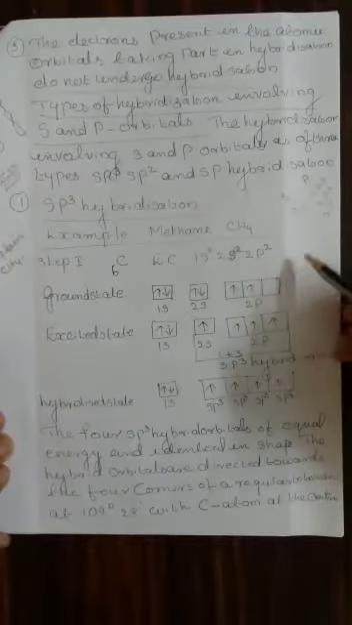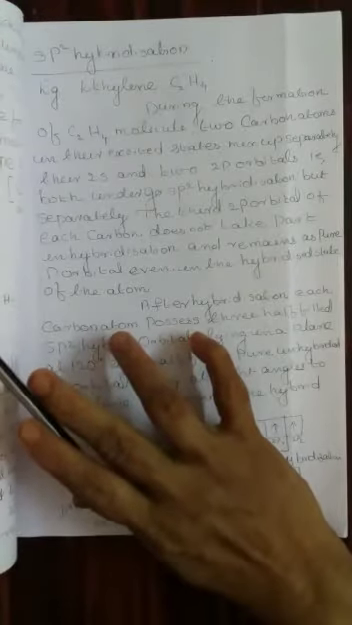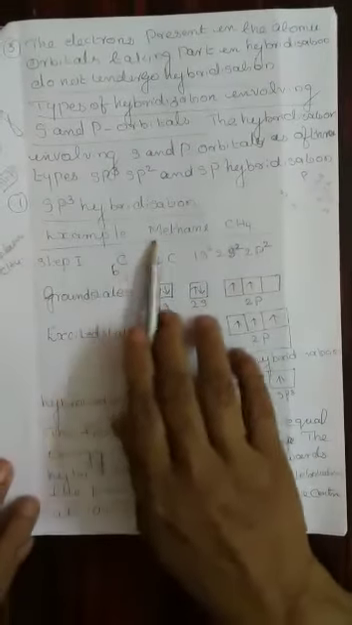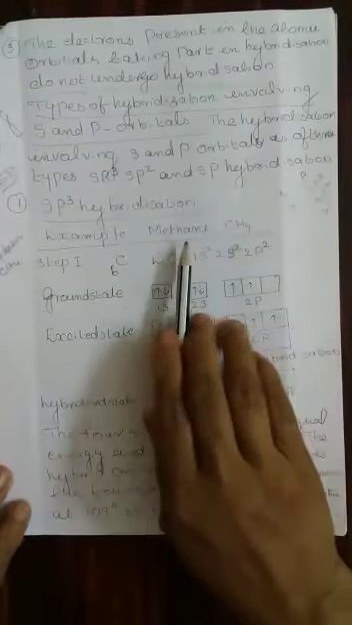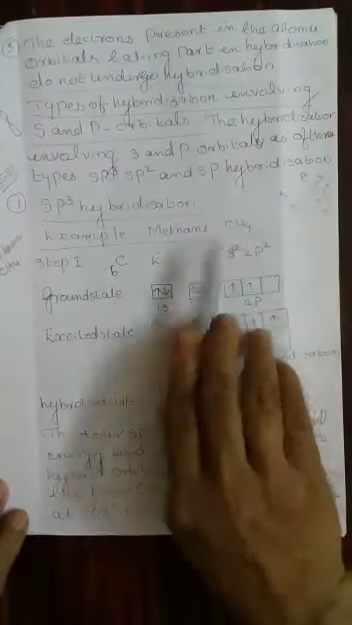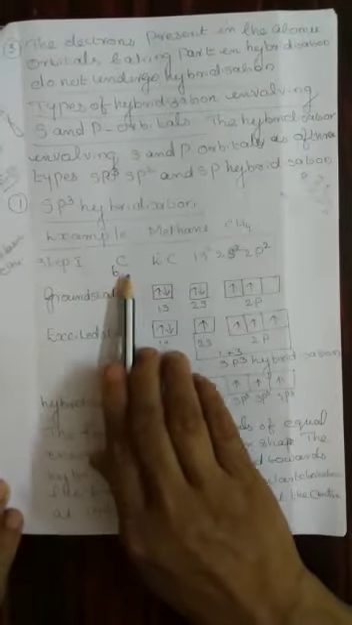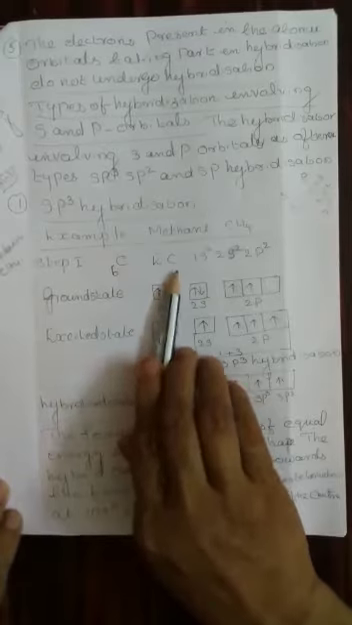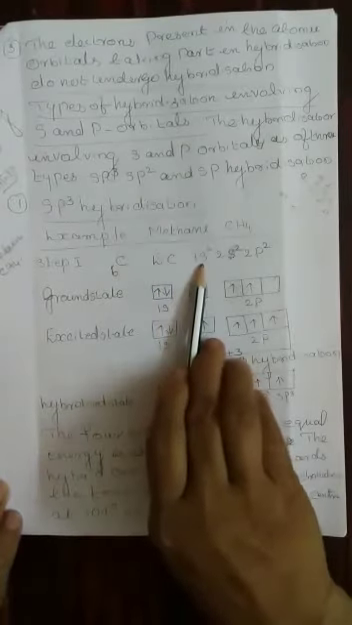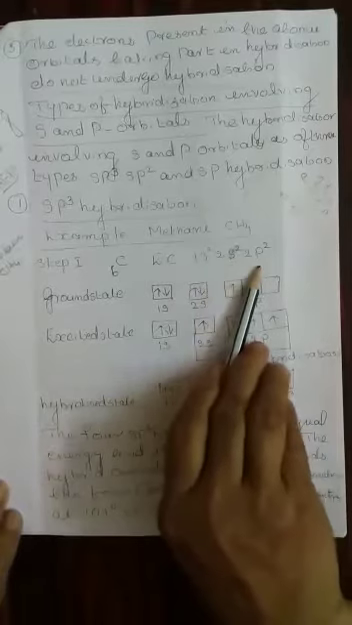Please refer to the diagrams in the textbook. I just draw the diagram, but in order to draw a correct, neat diagram in your notebook, it is better to refer to the textbook diagram and then draw it. Now, the first step is the formula of methane. Write the chemical formula of methane and write the electronic configuration of carbon. According to the Aufbau principle, the electronic configuration is 1s2, 2s2, 2p2.